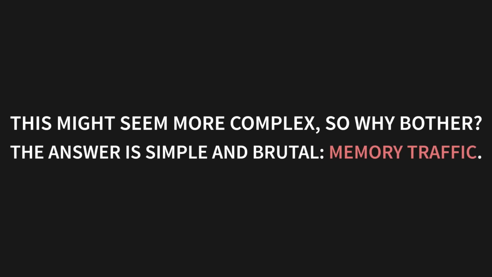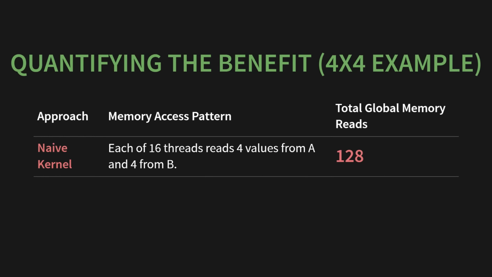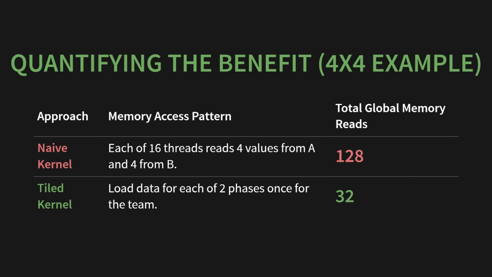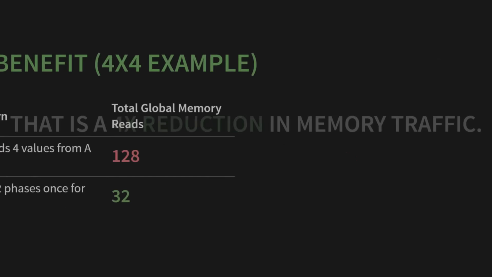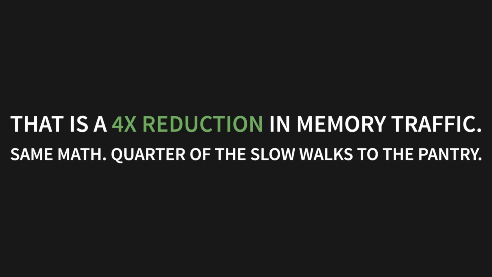Okay, this might seem more complex, so why bother? The answer is simple and brutal. Memory traffic. Let's quantify the benefit with our 4x4 example. Look at this table. In the naive kernel, each of our 16 threads reads 4 values from A and 4 from B. The total global memory reads: 128. But with the tiled kernel, we load data for each of the two phases once for the whole team. The total? Just 32. That is a 4 times reduction in memory traffic. Same math, a quarter of the slow walks to the pantry.